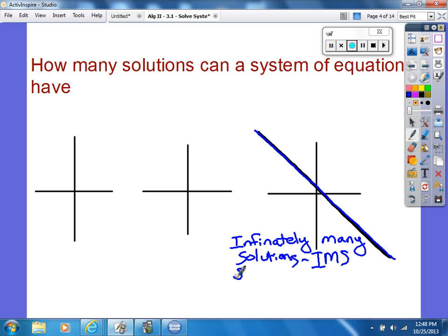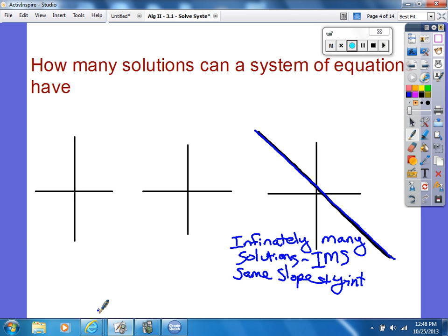Okay, I have the same slope. What else do they have in common? Same slope, and y-intercept. I'm just going to abbreviate that y-in. And when we're looking at equations, that's the quick way to know if I have IMS.